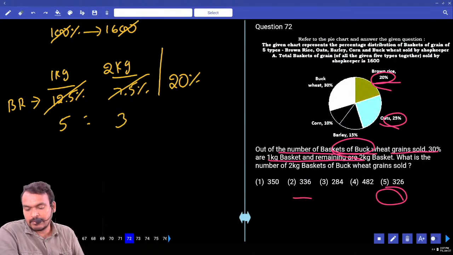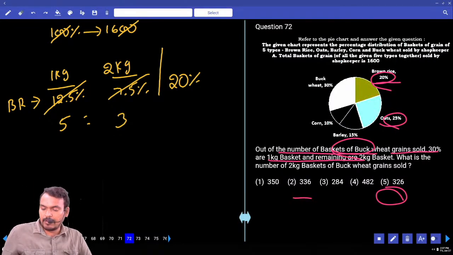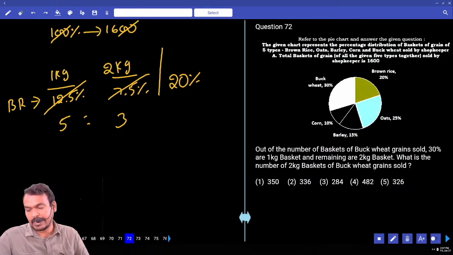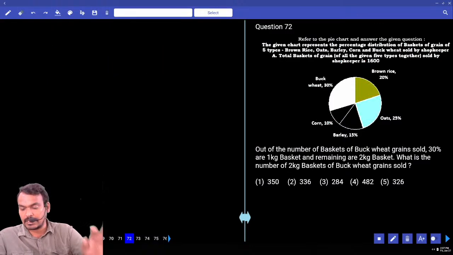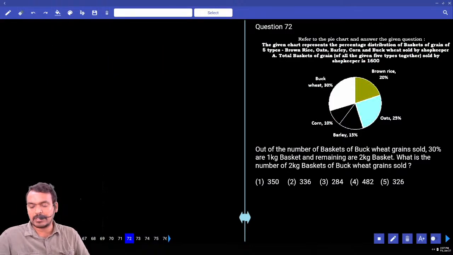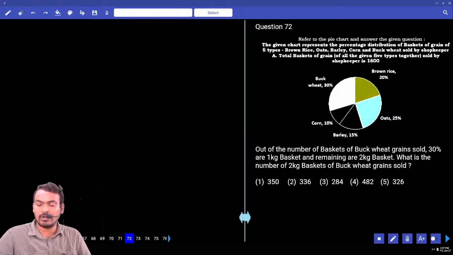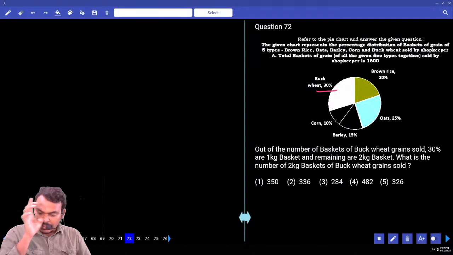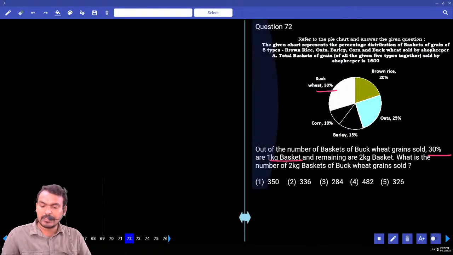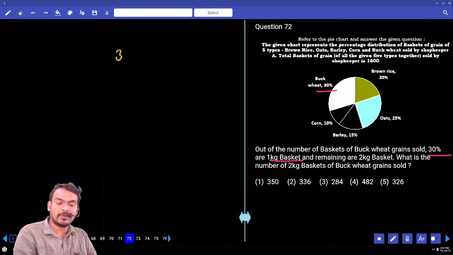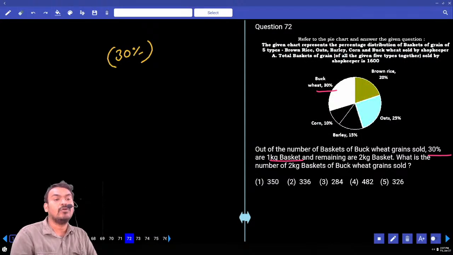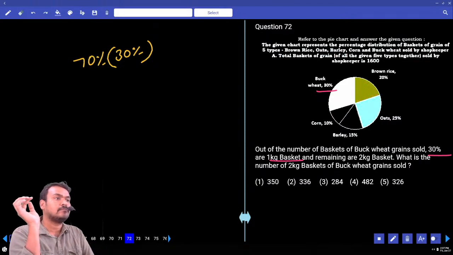Next, question number 72. Out of the number of baskets of buckwheat grains sold, 30% are which one? 1 kg baskets. And the remaining are which one? 2 kg baskets. What is the number of 2 kg baskets of buckwheat grains sold? What is the buckwheat total? How much percent? 30%. In that 30%, which are 1 kg? 30% are 1 kg, which means the remaining is 70%.